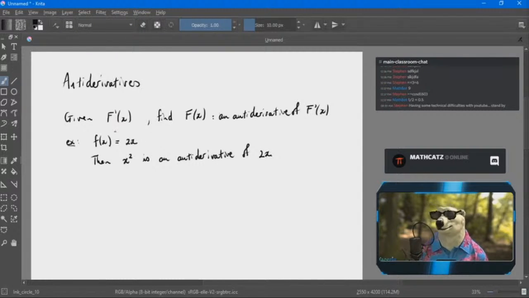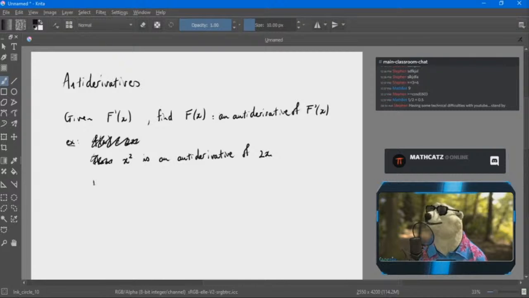Initially, we used this big F to help remind us that yes, we are starting with a derivative now and kind of working backwards. But the names are irrelevant. I don't even have to say this. My sentence here is complete as it is. X squared is an antiderivative of 2x.